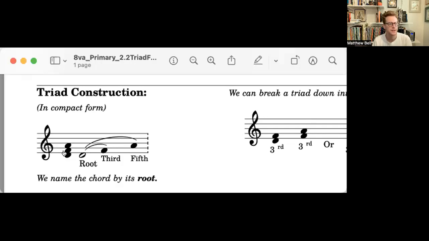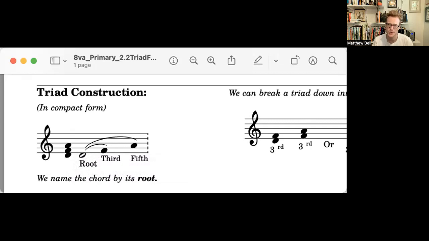Hey, in this video, we're going to learn about how to deal with basic triads in their most compact shape. So what I mean by that is a triad that's written in sort of this snowman shape, so a stack of thirds, and something that would sound like this. And we're going to call this compact form.